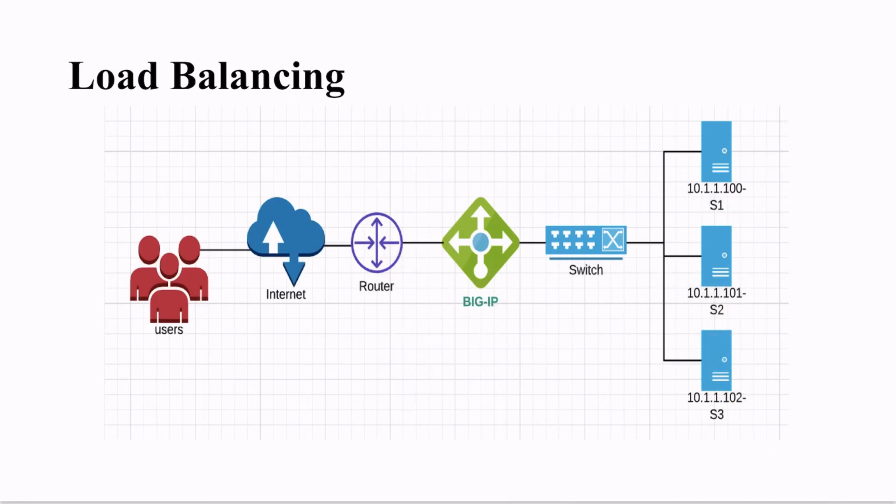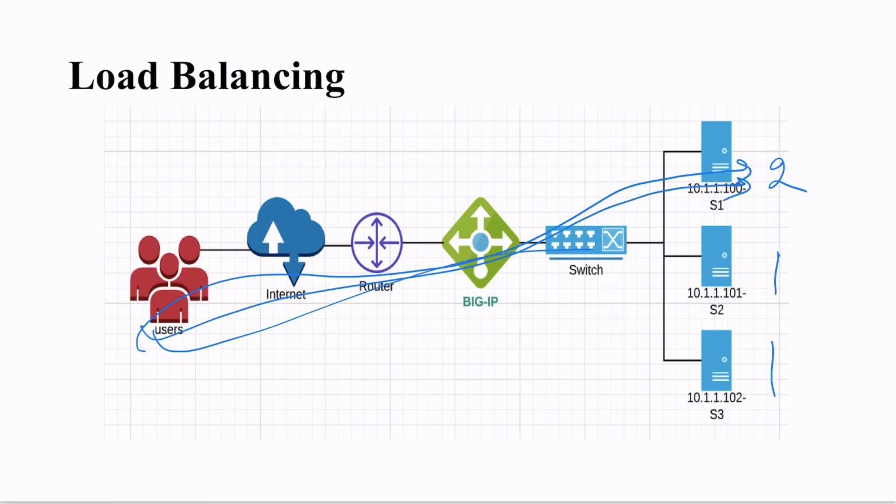Like if there are 3 members, I can say that the distribution of traffic should happen in the ratio of 2:1:1. That means if the first session comes in, it goes to S1. The second comes in, it goes to S1. The third one comes in, it goes to S2, and then S3. So it is 2:1:1. This is known as ratio based load balancing.